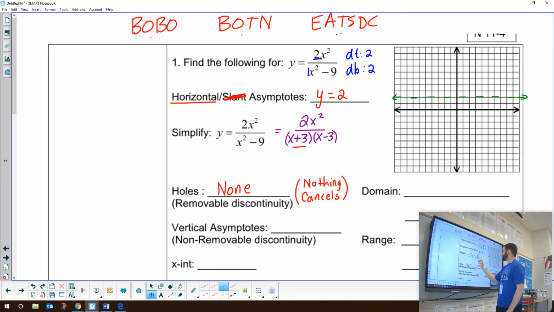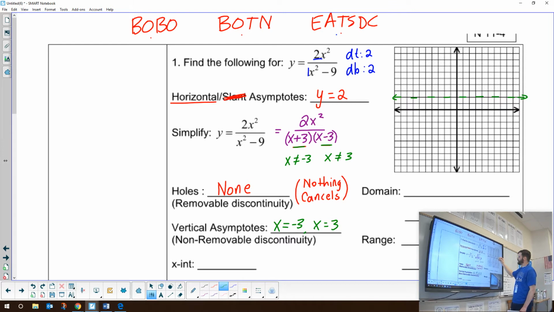So we're going to look here and here. My undefined value for this one, this x plus 3, is going to be the opposite. So we're going to have an undefined value of x can't equal negative 3 and x can't equal positive 3. And that's going to tell me what my vertical asymptotes are. So we're going to have a vertical asymptote at x equals negative 3 and a vertical asymptote at x equals positive 3.